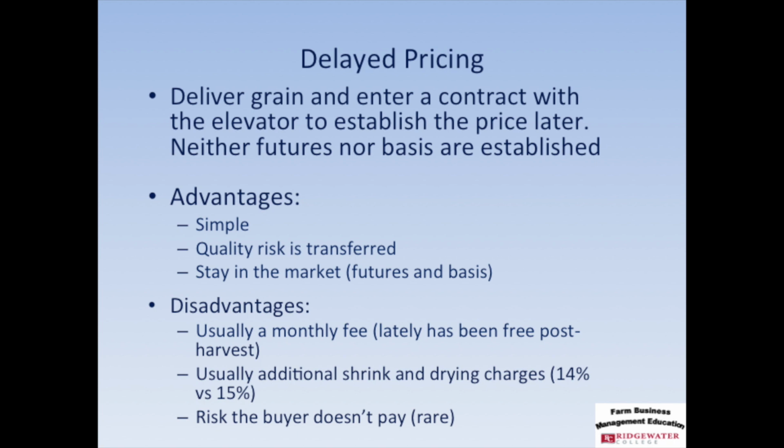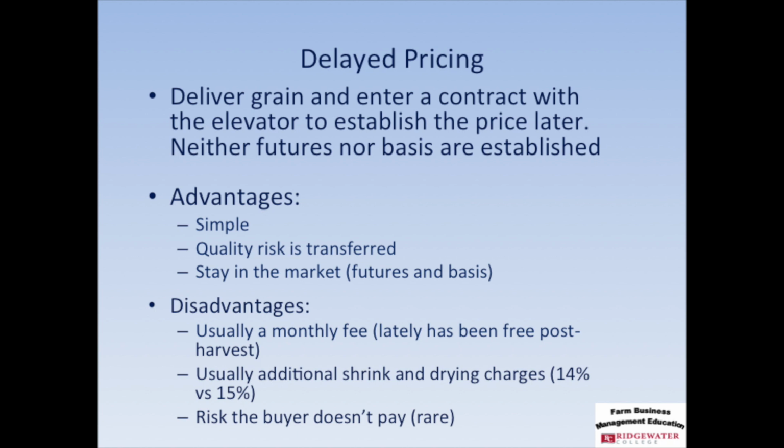If you're hauling this stuff in at harvest, usually you see some additional shrink and drying charges, where an elevator will take it down to, let's say, 14% moisture on corn instead of a standard 15%. So if corn is $3 and they take an additional 1% of shrink, that's 4.5 cents, about what that extra little bit of moisture is worth.